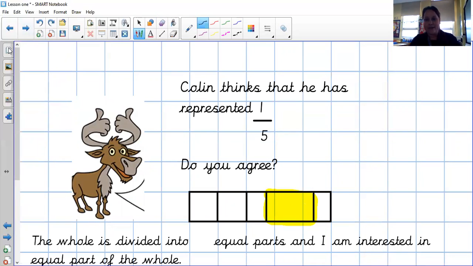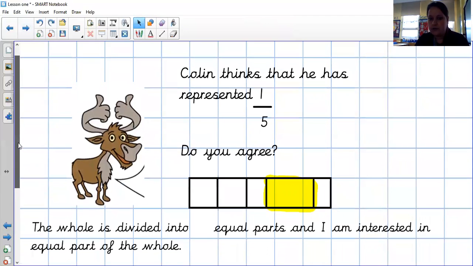Okay, oh, Colin. So we have Colin in our maths lessons, don't we, year 3? So Colin thinks he has represented 1/5. So the unit fraction 1/5. Do you agree? So just have a little look. So think about the denominator first of all. The denominator is 5. So the whole is divided into 5 equal parts, and I am interested in 1 equal part of the whole because our numerator is 1. Does that image, that bar model, show 1/5? Has it been split or divided into 5 equal parts? And am I interested in 1 equal part of the whole?